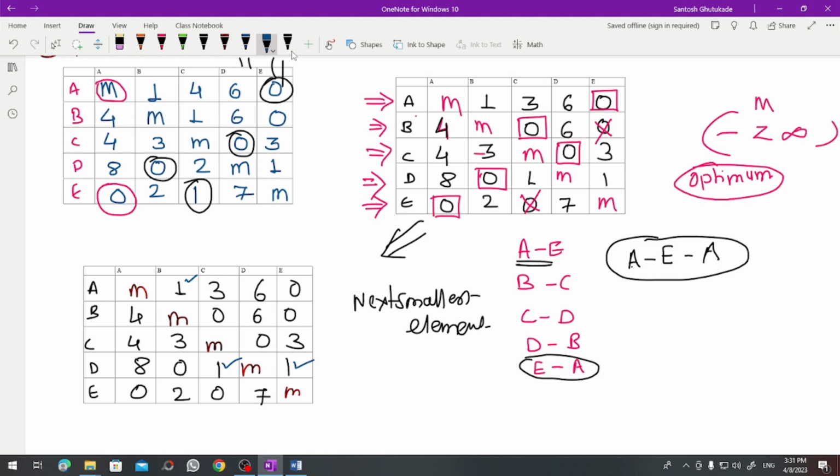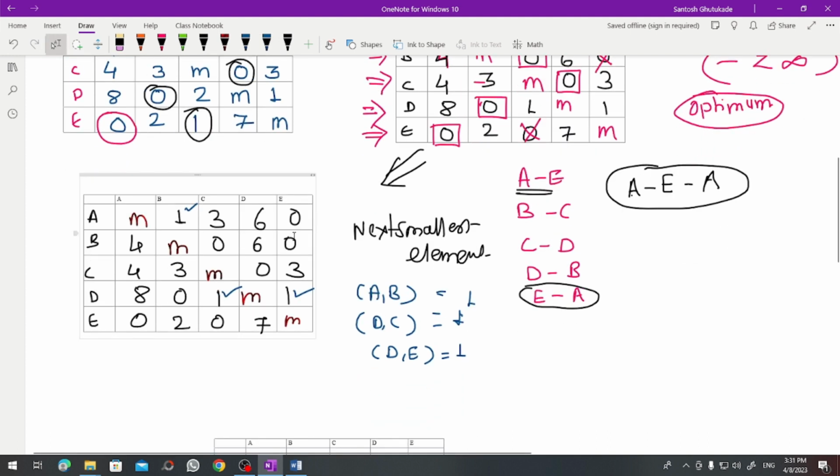So I will write the locations here. At the AB location there is a 1, then at the DC location there is a 1, and lastly at the DE location there is a 1 value, and that is the next smallest value for this matrix. Now we will give the allocation at the 1 location. Initially we were giving the assignment at the 0, putting a rectangle on this 0. Now in this case we can give the assignment to the 1 also.